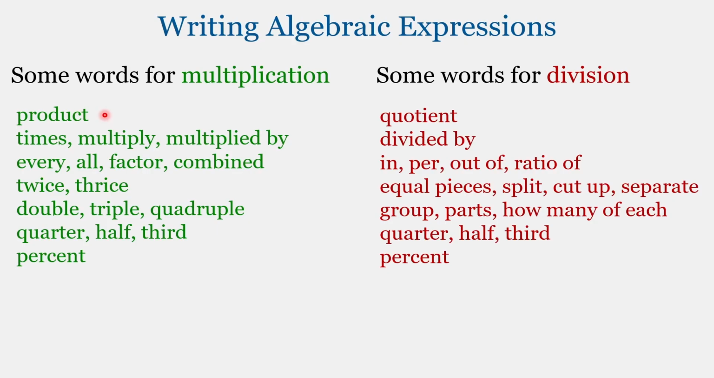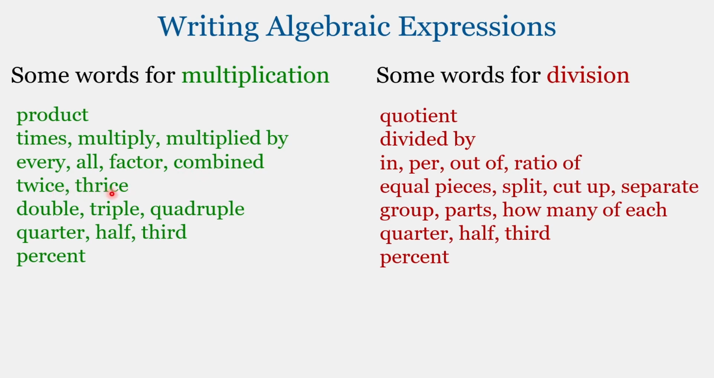Below are some key words that can often be translated into multiplication or division. The product is the result of multiplication. Here are some other words that can also imply multiplication. Some of these words we saw in our last lesson on addition, like combine. Well, that's because multiplication is fast addition.